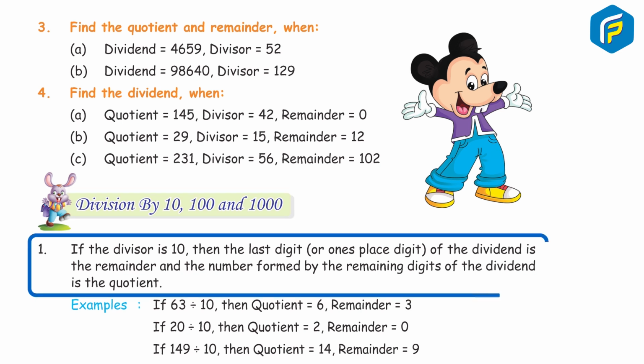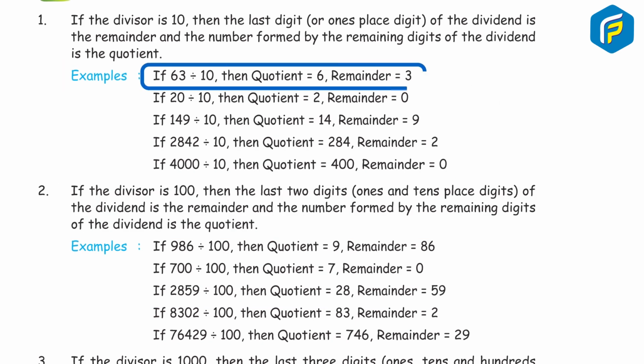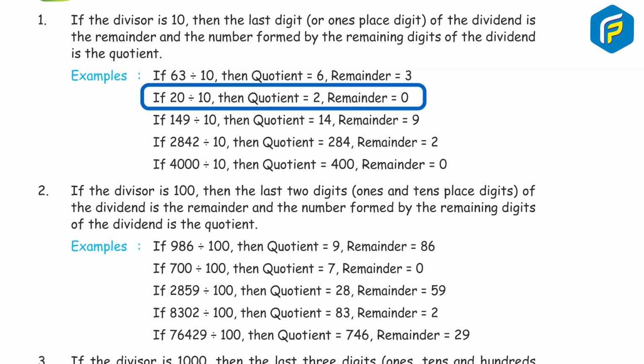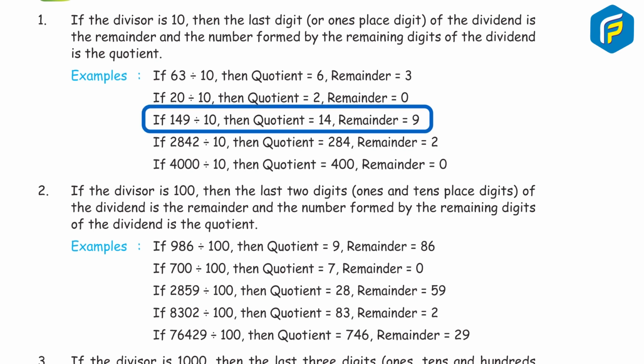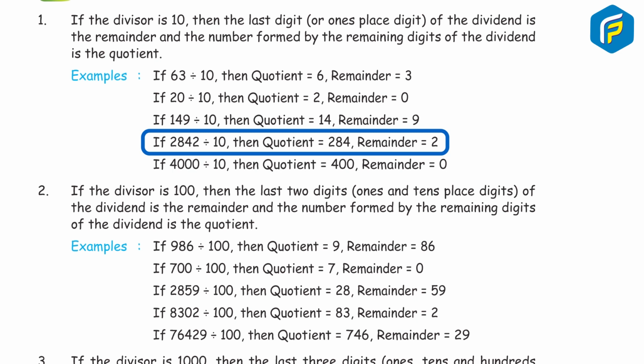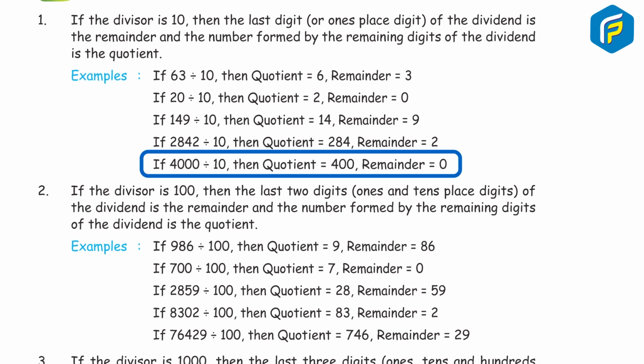Division by 10, 100 and 1000. 1. If the divisor is 10, then the last digit or ones place digit of the dividend is the remainder and the number formed by the remaining digits of the dividend is the quotient. Example, 63 divided by 10 gives quotient 6, remainder 3. 20 divided by 10 gives quotient 2, remainder 0. 149 divided by 10 gives quotient 14, remainder 9. 2842 divided by 10 gives quotient 284, remainder 2. 4000 divided by 10 gives quotient 400, remainder 0.